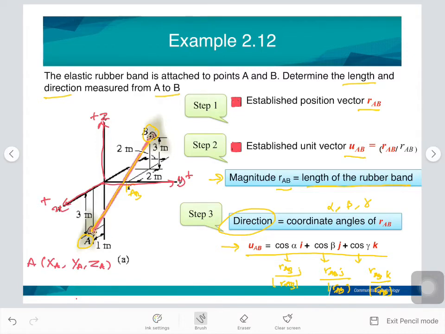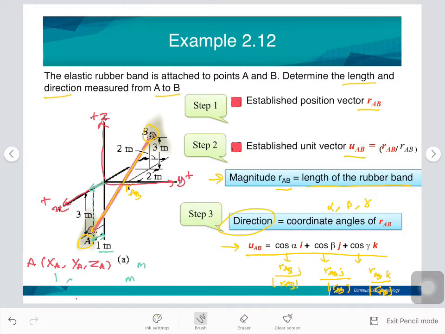Right. Now we refer to point A. From the origin to point A, what is the distance? Here is 1 meter, and the direction is towards the positive X. So our X becomes positive 1. Don't forget the unit is meter.